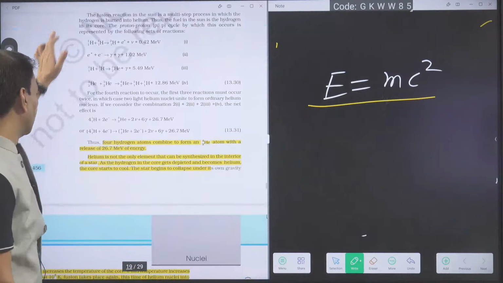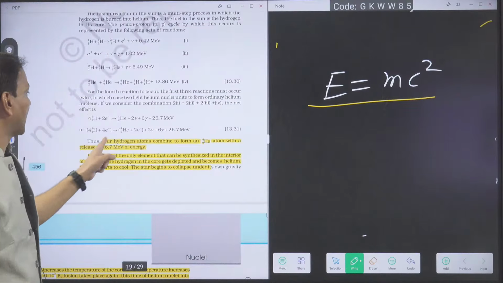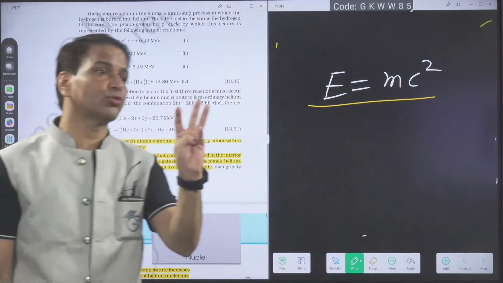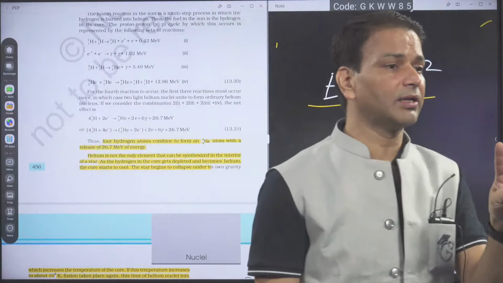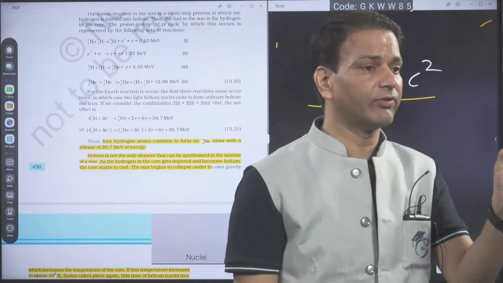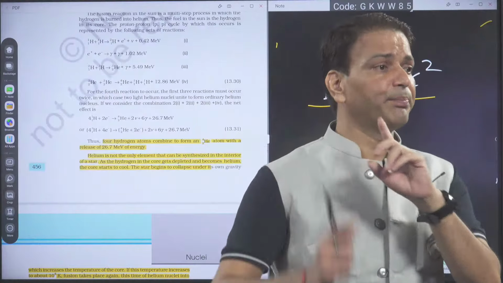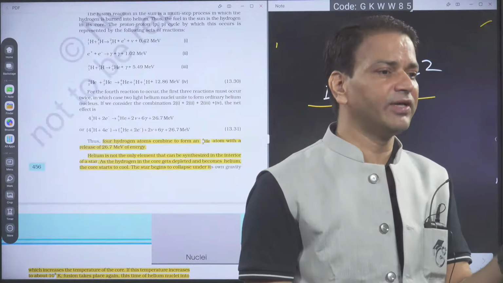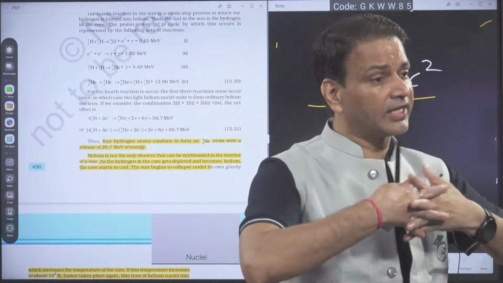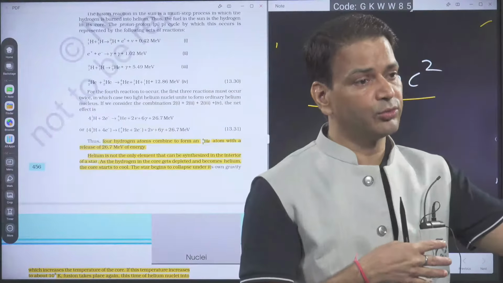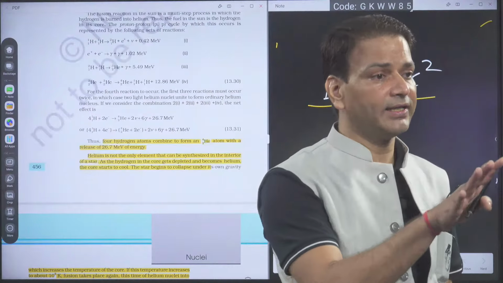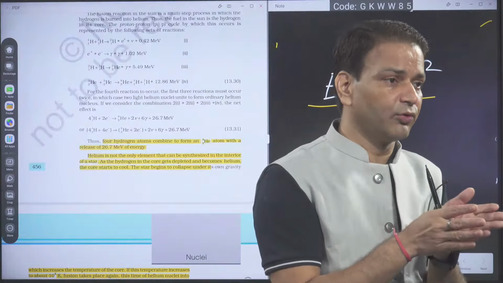Second thing, here 4 hydrogen atoms combine to form a 2He4 atom with the release of 26.7 MeV of energy. 4 hydrogen, 26.7. So per hydrogen atom, how much energy is released? 26.7 by 4, approximately 6 point something. But in fission, around 1 MeV per nucleon is released. So where are we getting more energy per nucleon? In the fusion. But fusion takes place at high temperature to overcome the repulsion force between them.